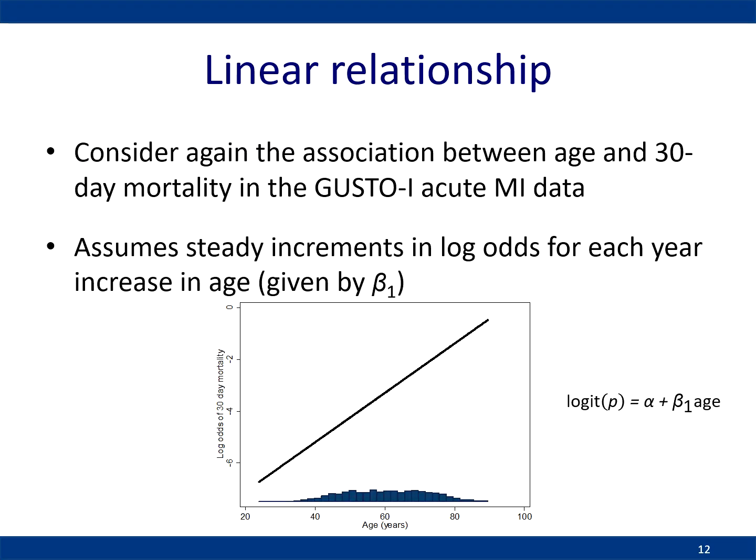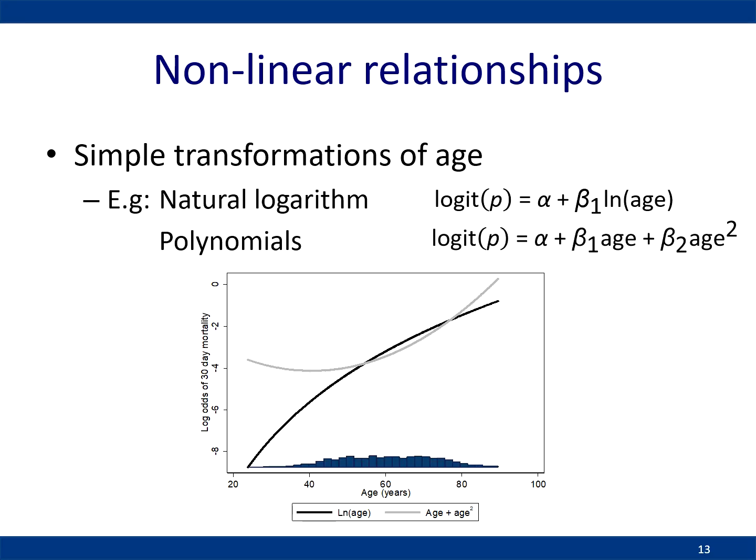So first, if we were to assume a linear relationship, let's consider the example of age again in our AMI data. If we assume that age is linear, we just include it in the model on its original scale. So here, this now means that we are assuming that for every year increase in age, we have the same increment in the log odds of 30-day mortality. However, often in reality, these relationships may not be linear.